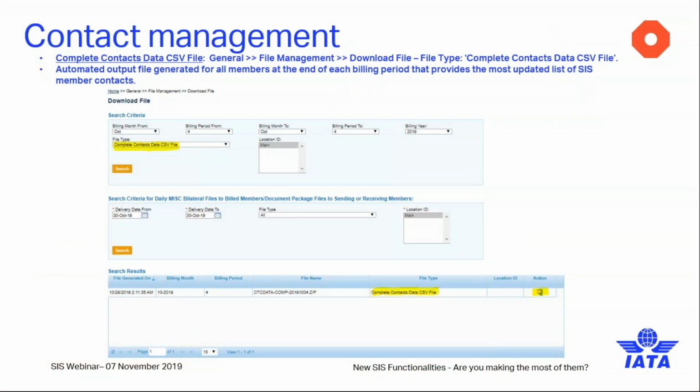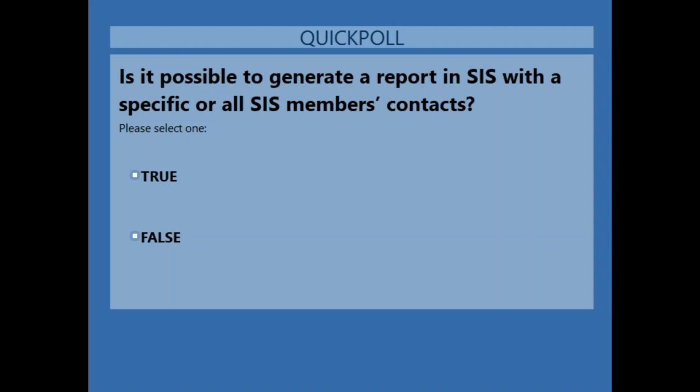And at this point, I would like to ask Jojo to present the first poll before we move on. Thank you so much, Vivek. So that's all about contact management. We have a poll, and we'll give you 15 seconds to answer it. The question is, is it possible to generate a report in SIS with specific or all SIS member contacts based on what Vivek has mentioned? Please vote, and then we'll share the result with you.